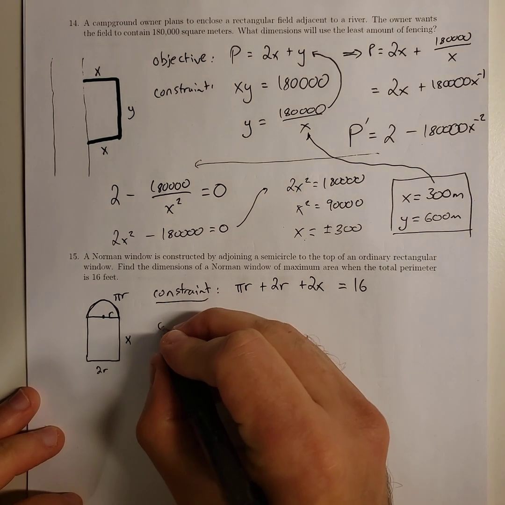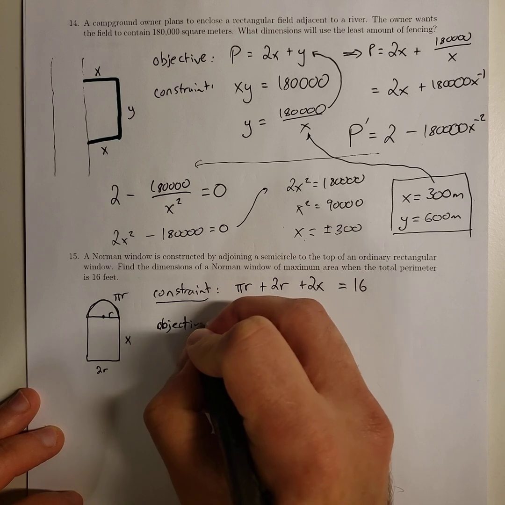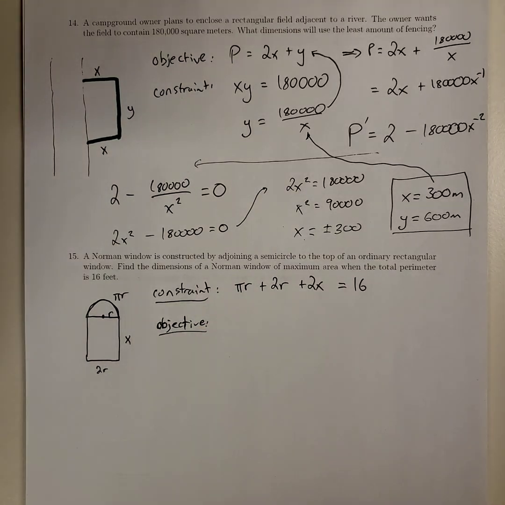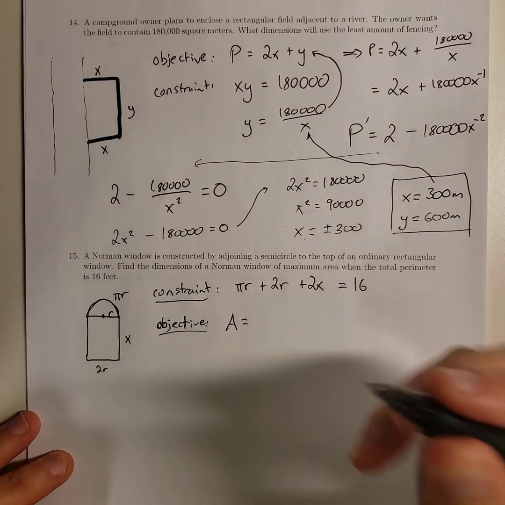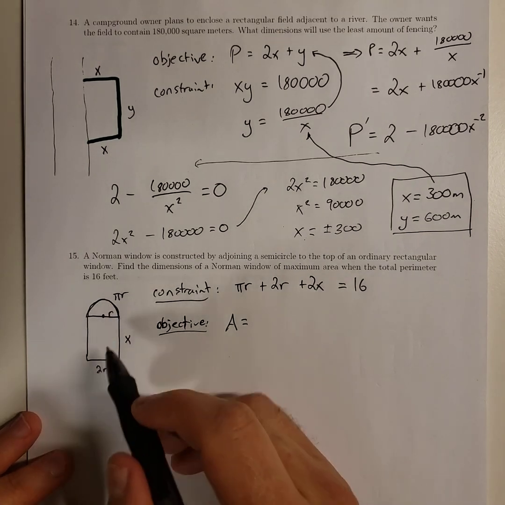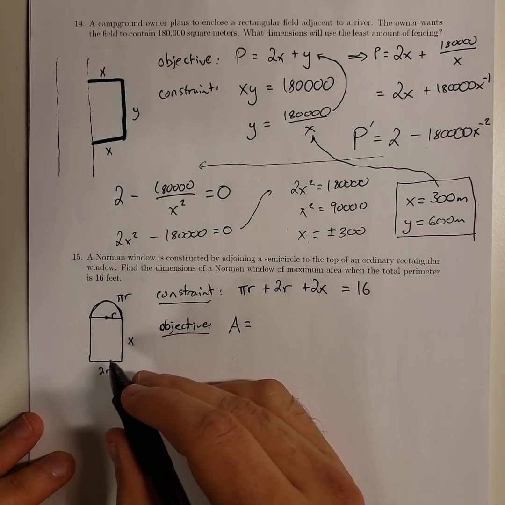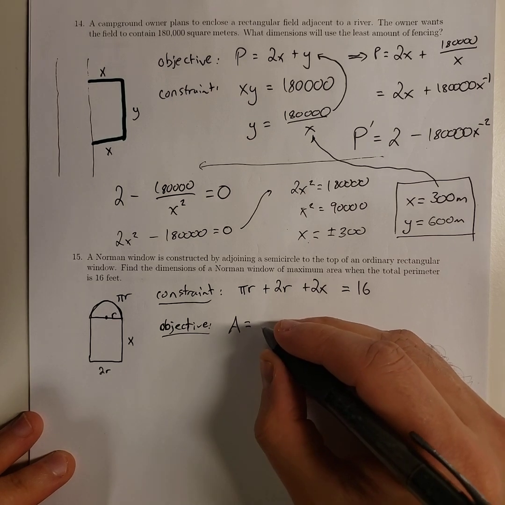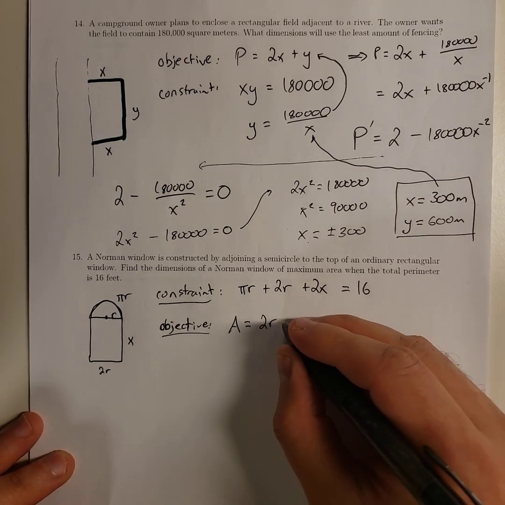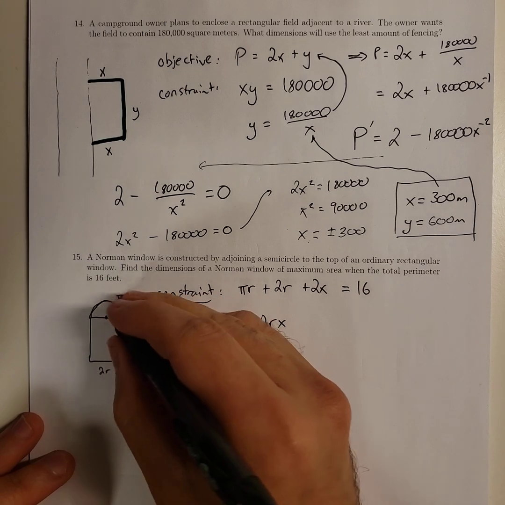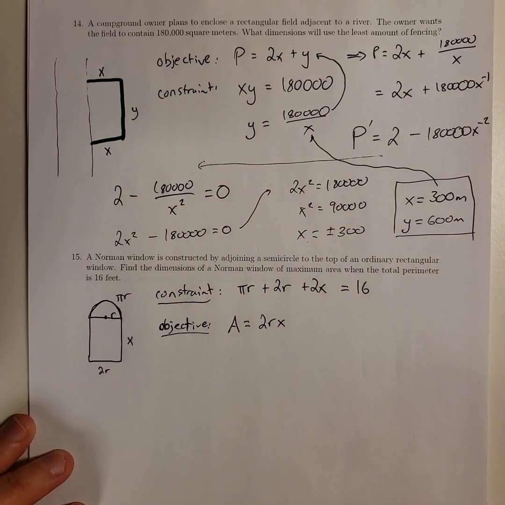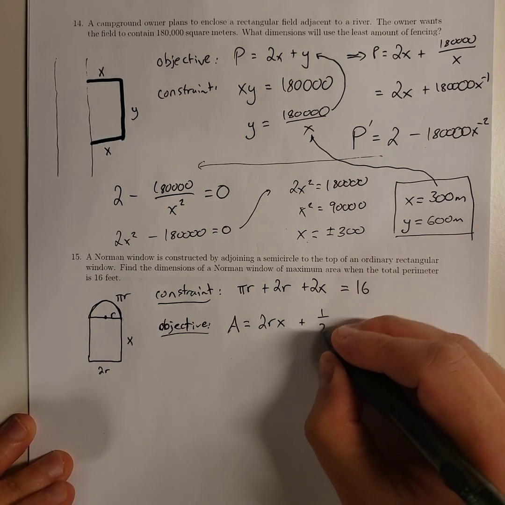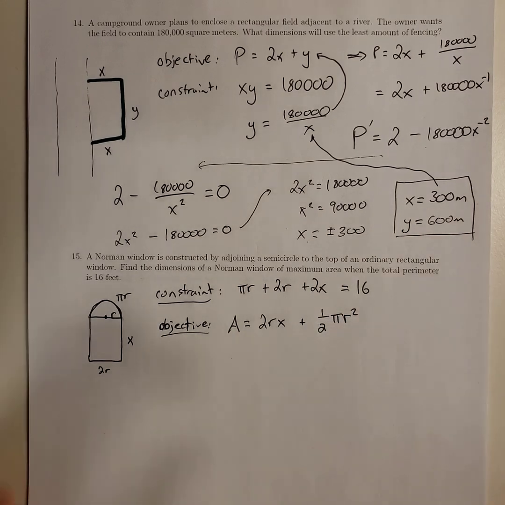So what's our objective here? Well, we want to maximize the area. So we need to find a formula for the area here. We have two things put together here. We have a rectangle and a semicircle. So first, the area of the rectangle would be just length times width, so 2r times x. And then the area of a circle is pi r squared, but it's half of that because it's a semicircle. So 1/2 pi r squared. So that's our objective.